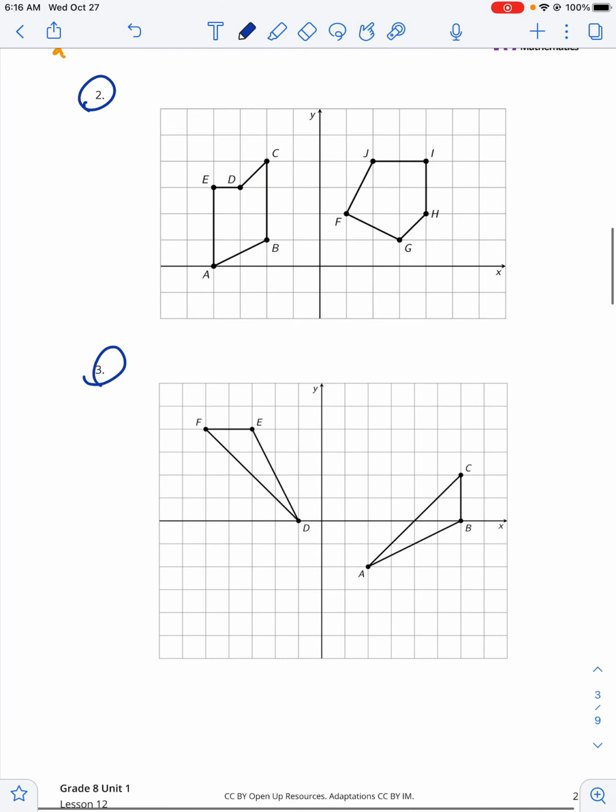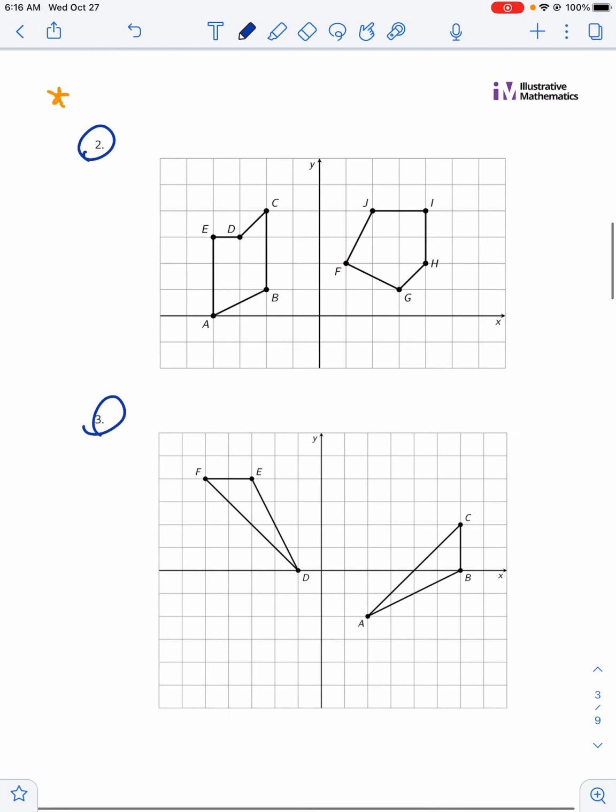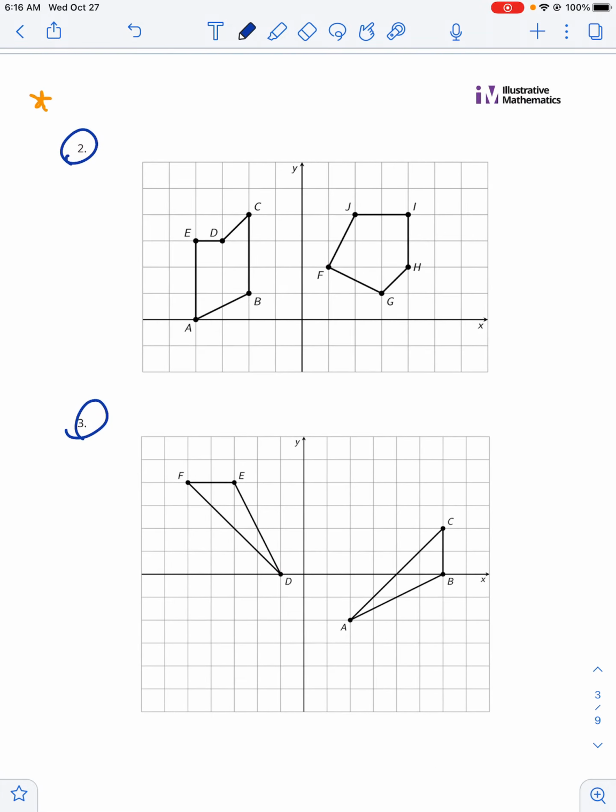Okay, so you should have tried 1, 2, and 3. Let's just talk about 2 examples. We know that 2 is not congruent, and the reason why 2 is not congruent is because the angles changed. You also could have said that the side lengths changed, or you could have just simply said that they're not the same shape. Those all would have been valid answers for question 2.